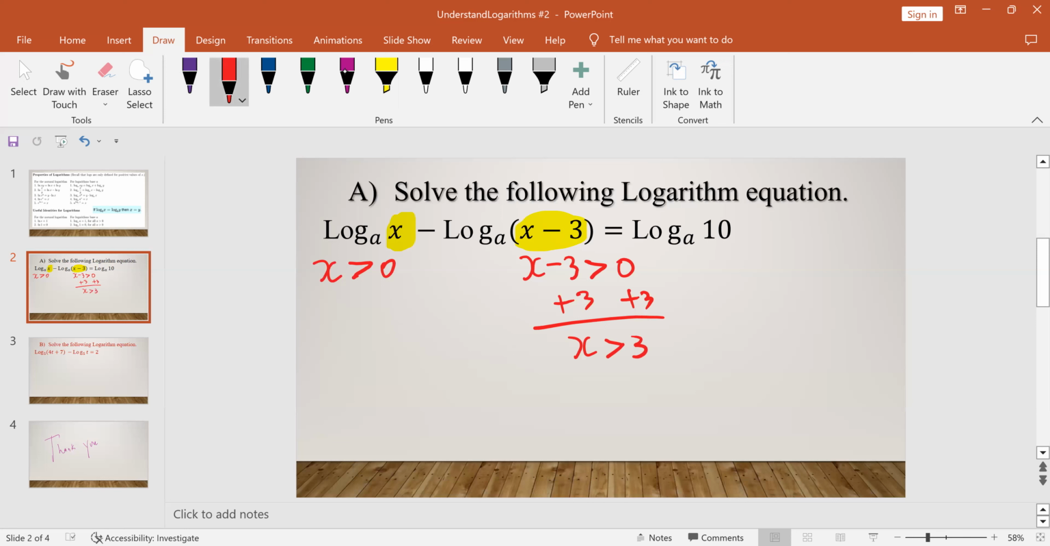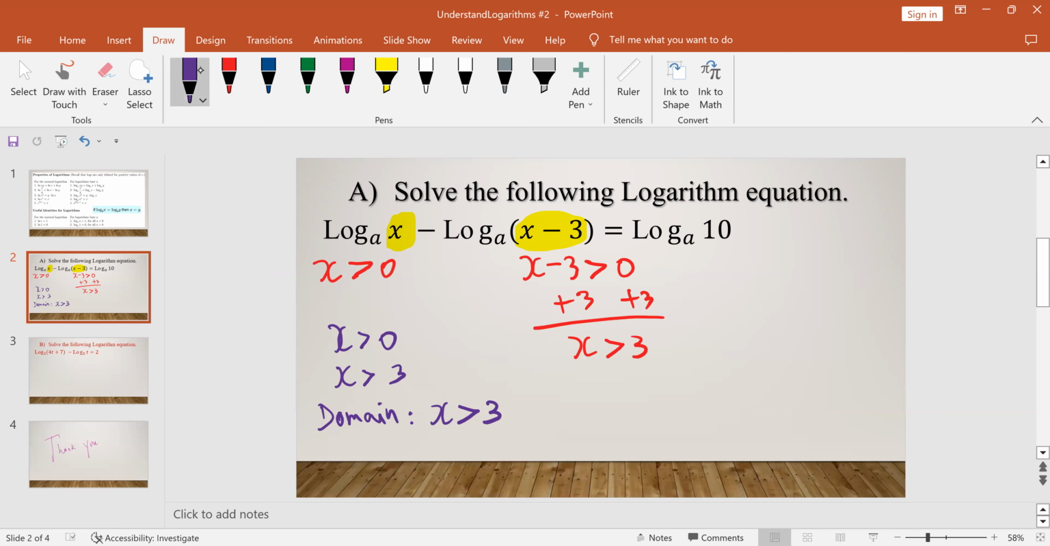So we want x to be greater than 0. We want x to be greater than 3. So x is greater than 0 and x is greater than 3. Therefore, our domain here is x greater than 3. If x is greater than 3, that means automatically it is greater than 0. But x greater than 0 does not guarantee that x is greater than 3. So the domain has to be x is greater than 3.